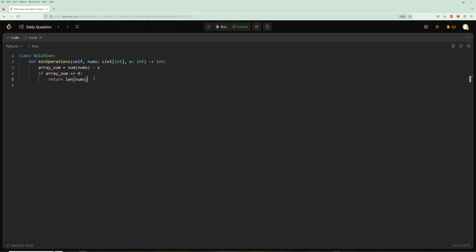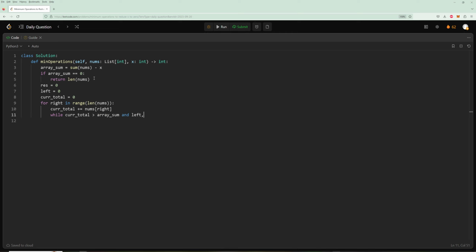There we go. Okay. So now we make a standard sliding window, right? So result equals 0, left equals 0, cur total equals 0, that we're going to use to keep track of the total. And then what I'd like to do in the sliding window is I use the right as we traverse through the list. So I'll just say for right in range length nums. We are going to add to the current total. And we're simply going to say, if it's too big, let's just keep making our array shorter. So while cur total is greater than array sum, our goal is to get the array sum, and left is less than right. Because you don't want the left to go out of bounds or anything, right?